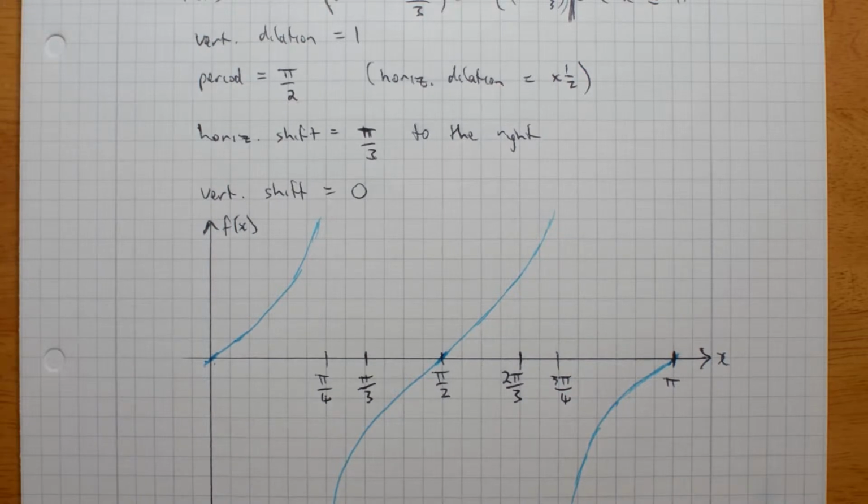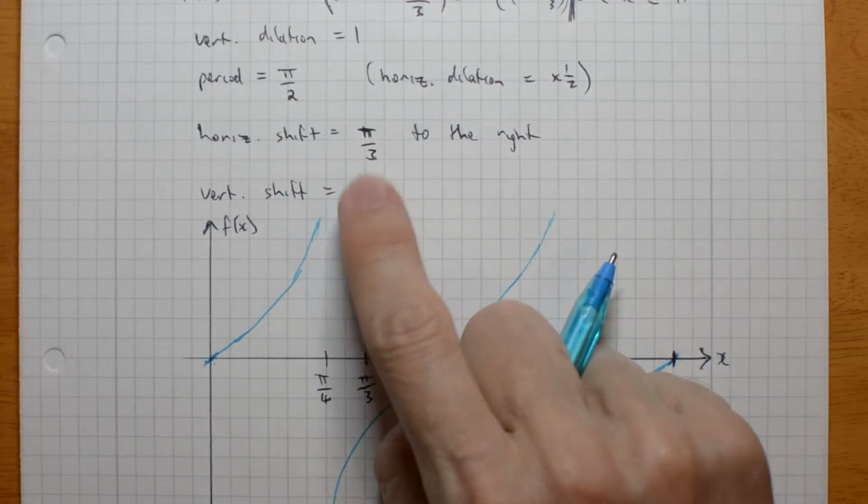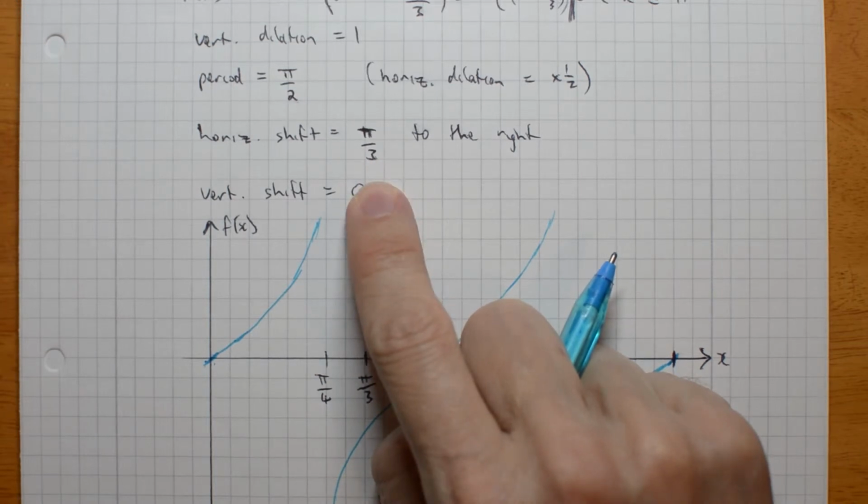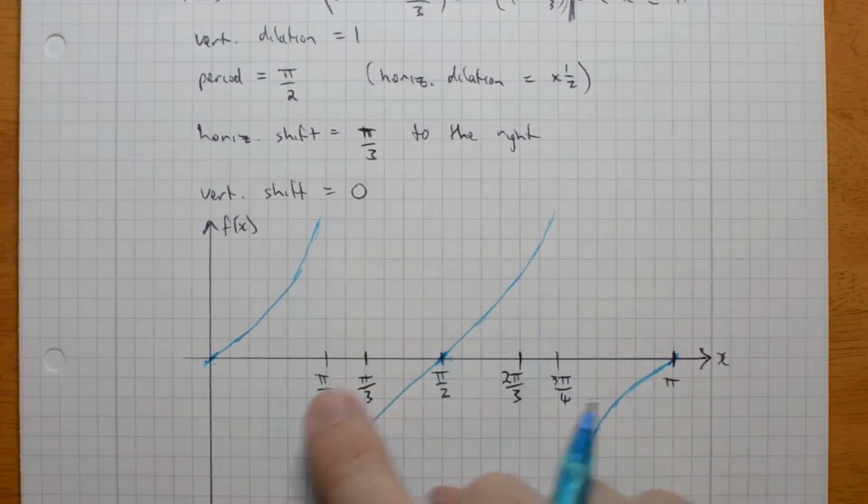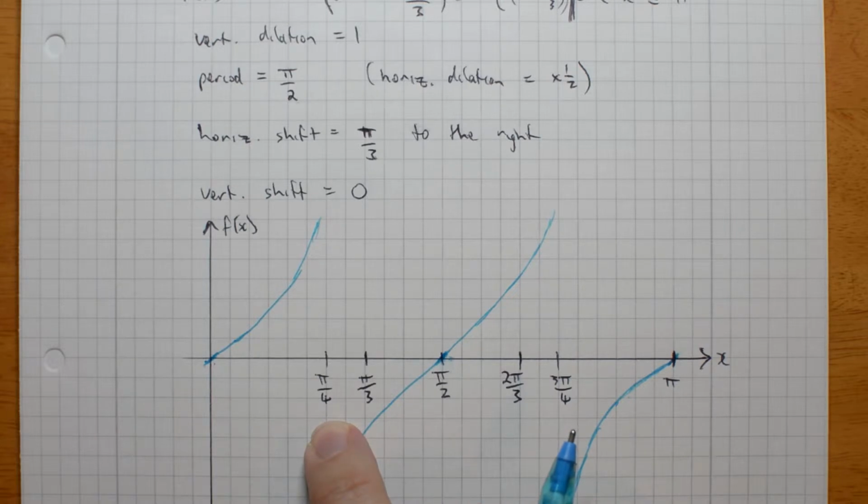So there's my normal unshifted graph. But I need to shift it by pi on 3 to the right. Well, my asymptote was at pi on 4. Where's my asymptote going to go for the new graph? It's going to be pi on 4 plus pi on 3.